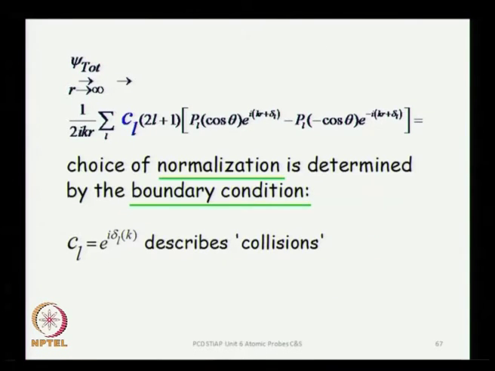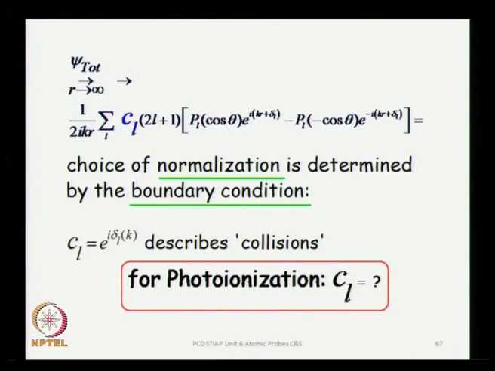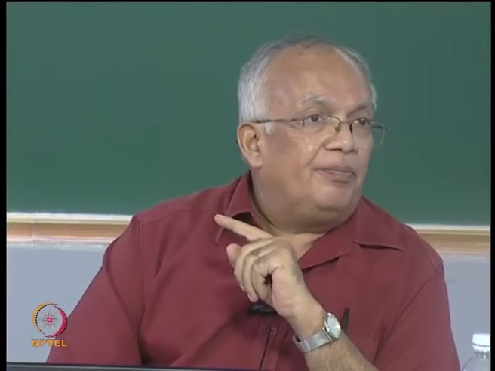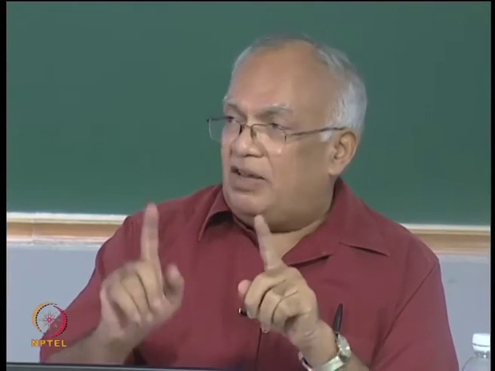Okay, so this is what is called normalization as per outgoing wave boundary condition. This scattering phase shift gives you a coefficient which describes the collision phenomenon, and the question that we are going to ask now is what boundary condition will describe photoionization. We know that C_l equal to e to the i delta L will describe the collision. How should C be chosen so that we describe photoionization? That is the next question we want to ask. We know that there is a certain similarity. We know that both of these processes have got the same final state, but different initial states, even the initial ingredients are different.